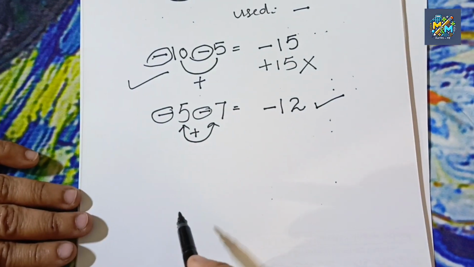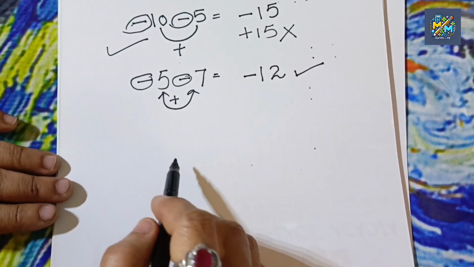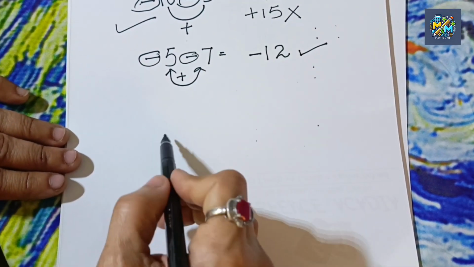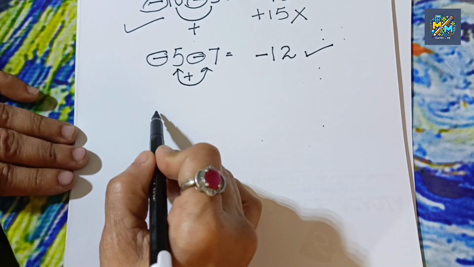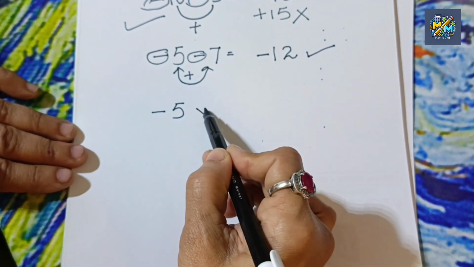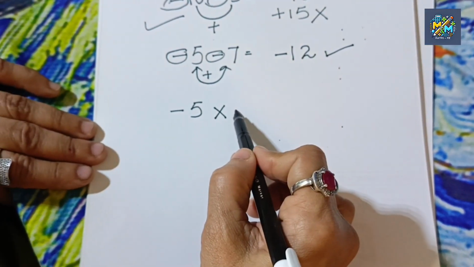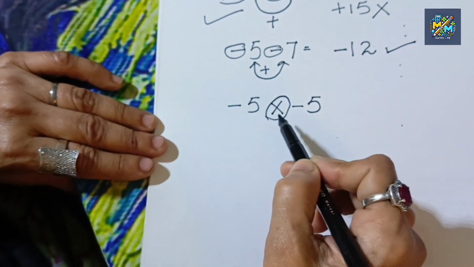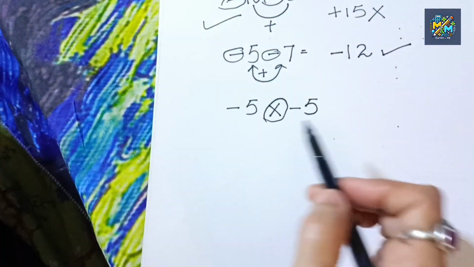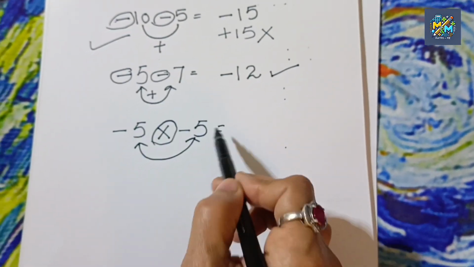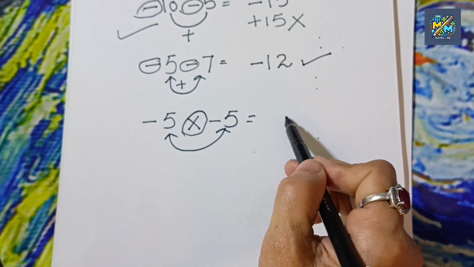Now let's go for one more thing. And here I'm going to use a multiplication sign as well. So let's assume I'm having minus 5, in between there is a multiply, and minus 5. You know what the meaning of multiplication is. So in this case, obviously, we are going to multiply both the numbers.